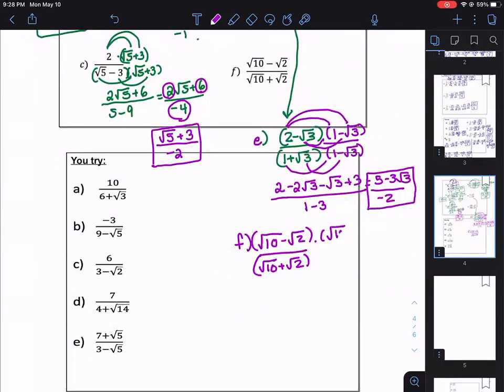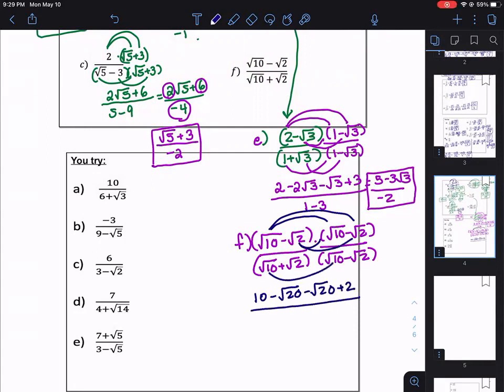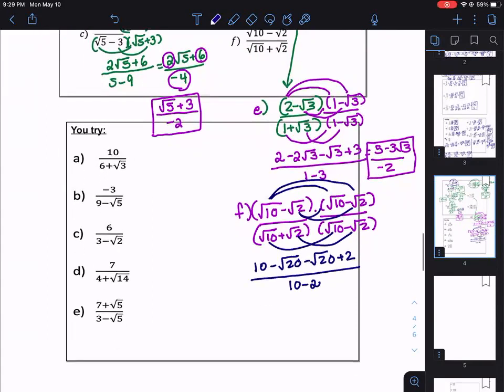So we're going to multiply top and bottom by the conjugate of the denominator, which is radical 10 minus radical 2. Here we go. So radical 10 and radical 10 is 10. Minus radical 20. Minus radical 20. Plus 2. All over 10 minus 2. I get 12 minus 2 radical 20 over 8.